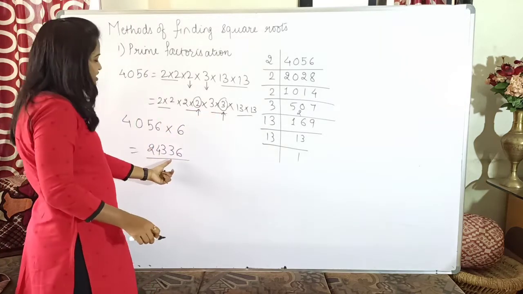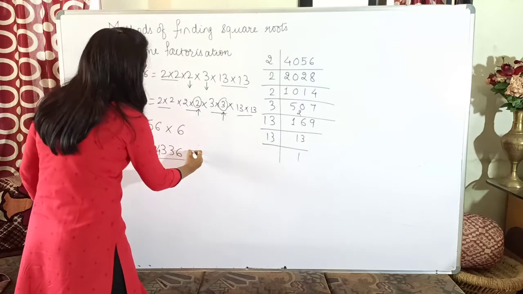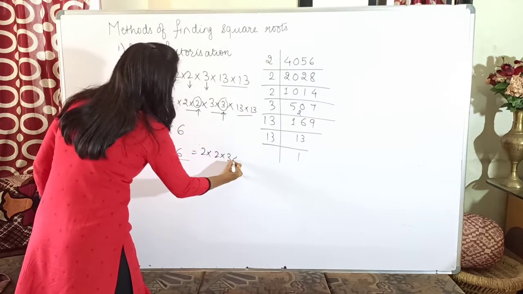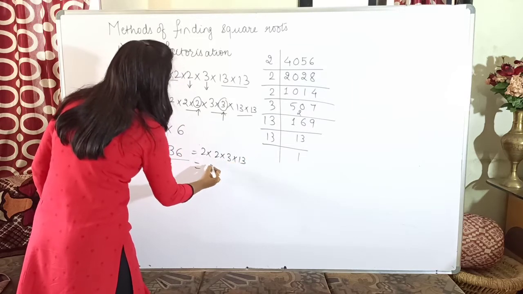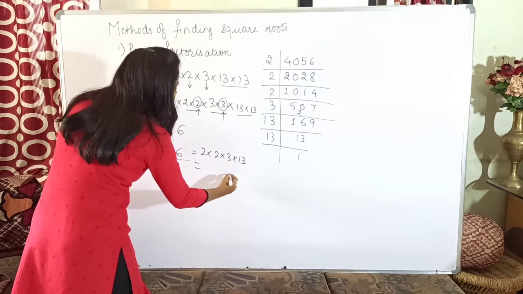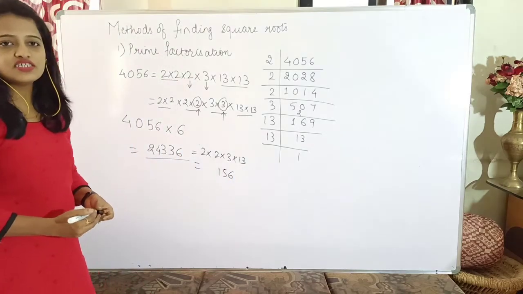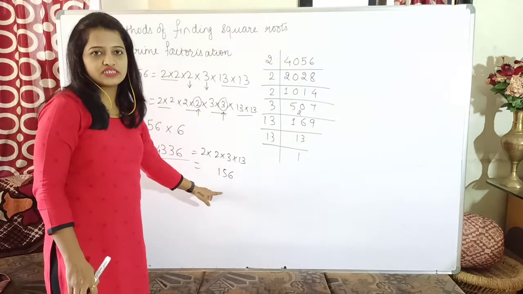So 24336 is the square of, for this pair 2 and 2, for another pair 2 and 2, then 3 and 3 and 13 and 13. So 2 2s are 4, 4 3s are 12, 12 into 13 is 156. So 24336 is the square of 156.